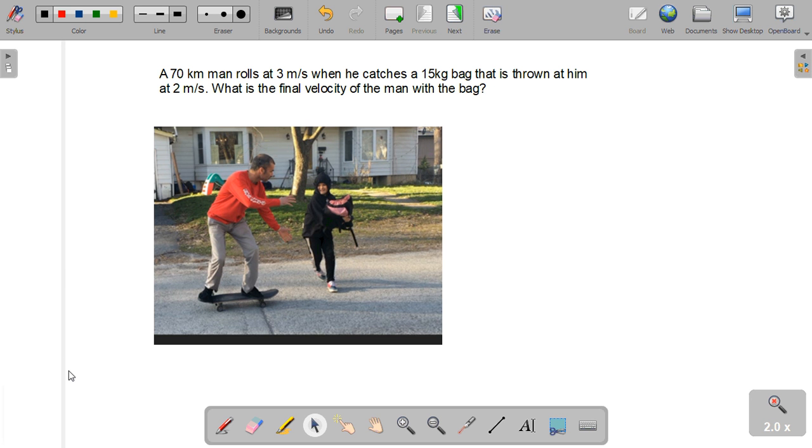Now imagine a 70-kilogram man rolls at 3 meters per second forward when he catches a 15-kilogram bag that is thrown at him at 2 meters per second in the other direction. What is the final velocity of the man with the bag? So the man's rolling forward and the bag is thrown, let's call that backwards, and it hits the man.